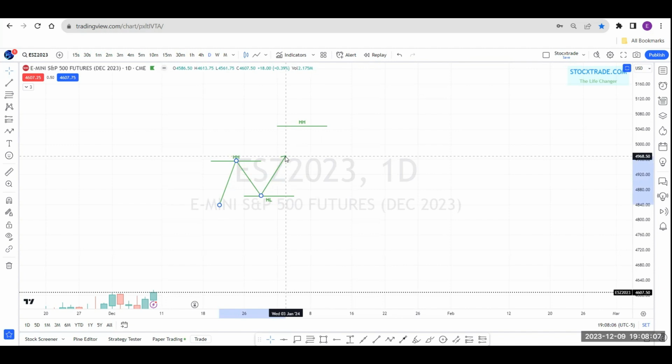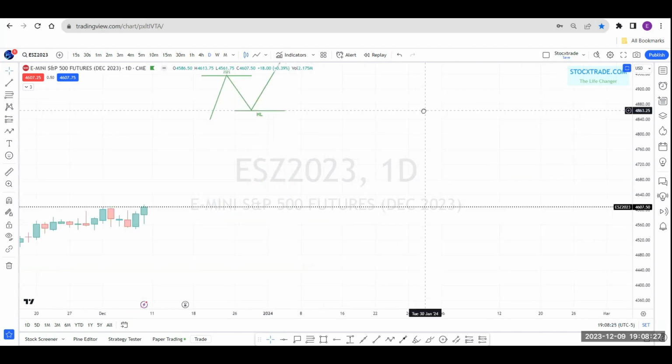Okay, for 1 hour, how many candles do you need? How many 5 minutes candles if you are looking at the 1 hour chart? 12. Yes. Okay. So you need to have 12 candles for 1 hour. So your higher high is confirmed.